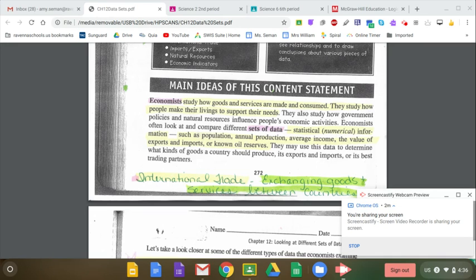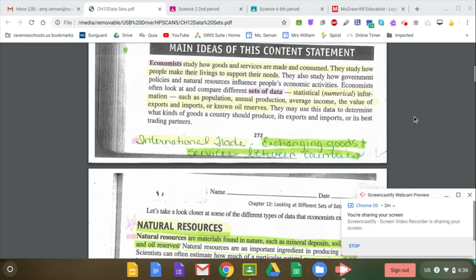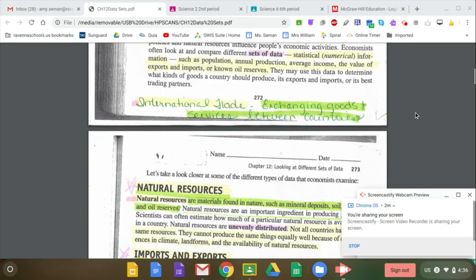They may use this data to determine what kinds of goods a country should produce, its exports, its imports, or its best trading partners. And then you can see I have a note down there that shows international trade. Exchanging goods and services between countries is the definition to that.